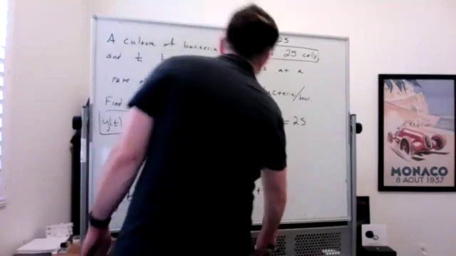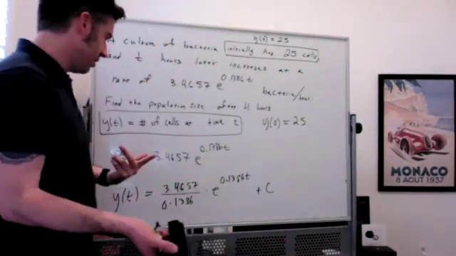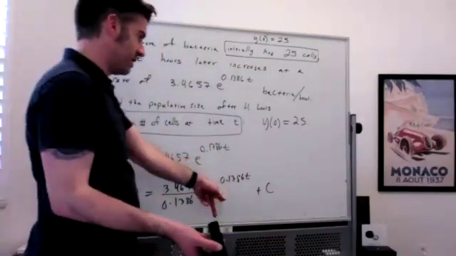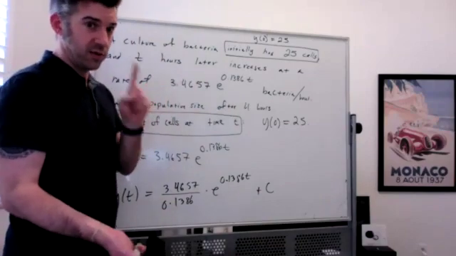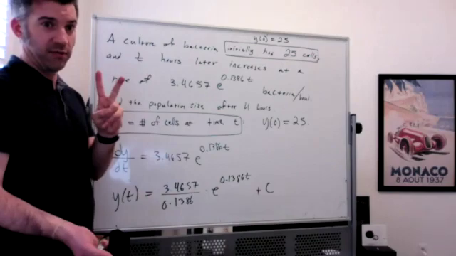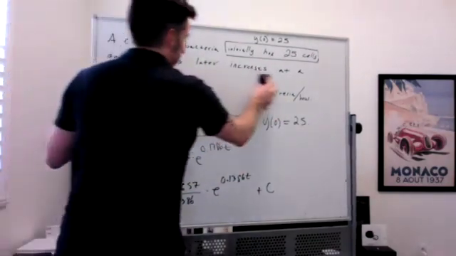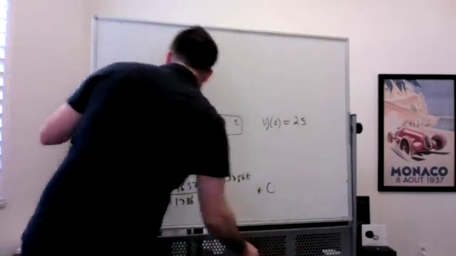So I'm kind of out of room, but I think it's okay to erase the problem because all we have to do now is figure out what c is by plugging in 0 for t and 25 for y. And then after we do that, plug in 4. So we're going to find c by plugging in 0, and then we're going to find how much we have when we plug in 4. So I think I'm okay to erase this. I know it always feels great. So let's plug in 0.